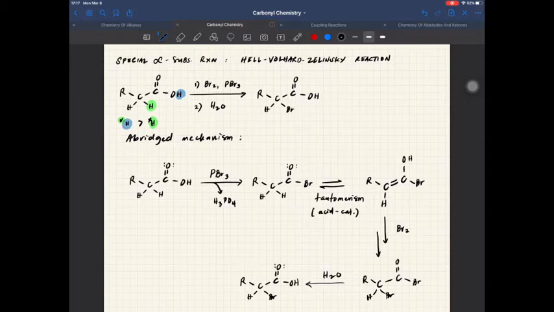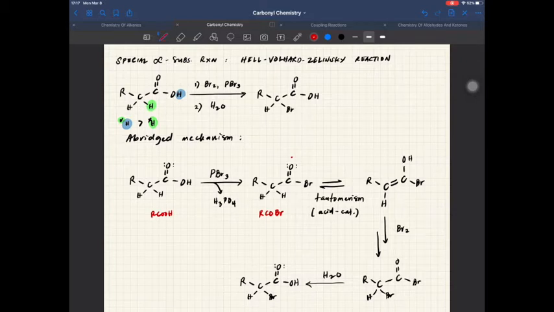The first step in this reaction is the conversion of carboxylic acid to acid bromide. So it's a conversion to a carboxylic acid derivative. We have a carboxylic acid here converted to an acid bromide. This is done through the addition of phosphorus tribromide, and this addition will convert it to a carboxylic acid derivative. In particular, we have an acid bromide here.